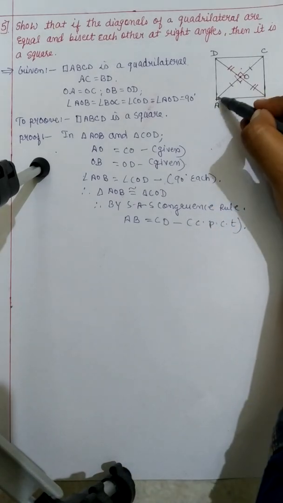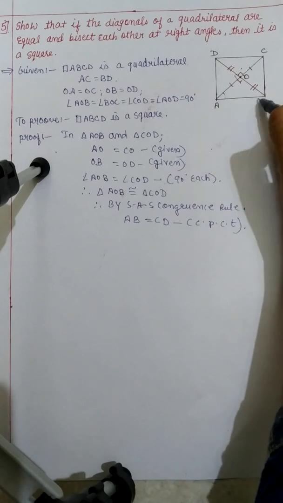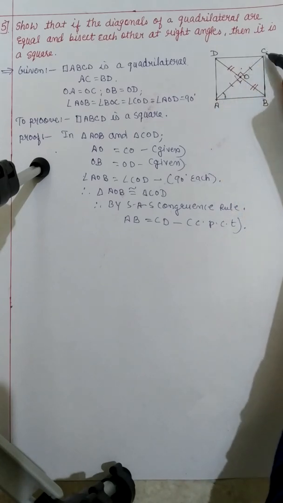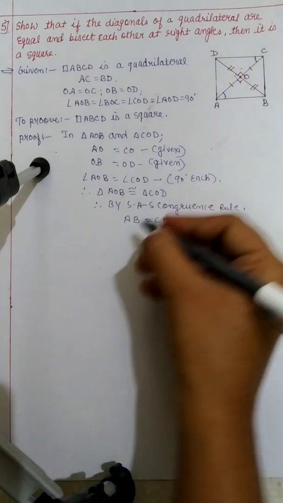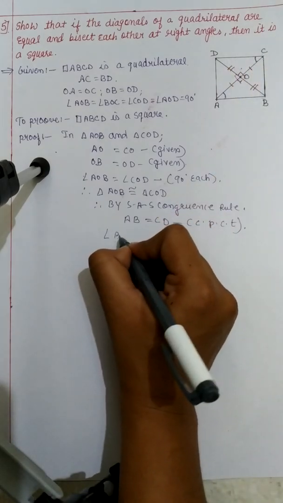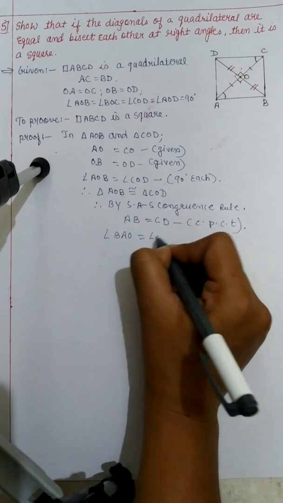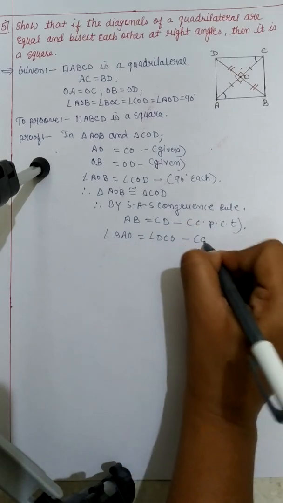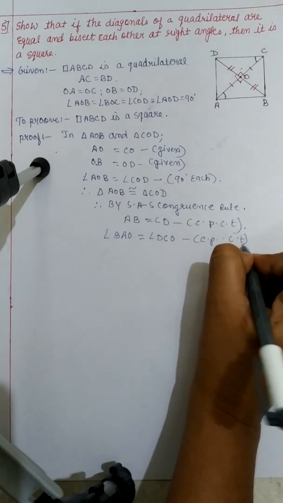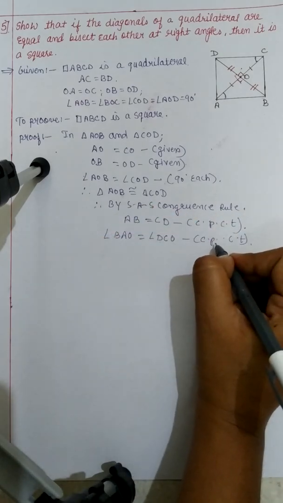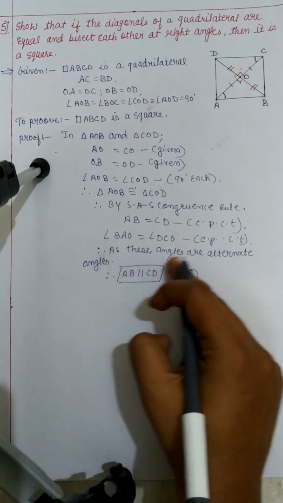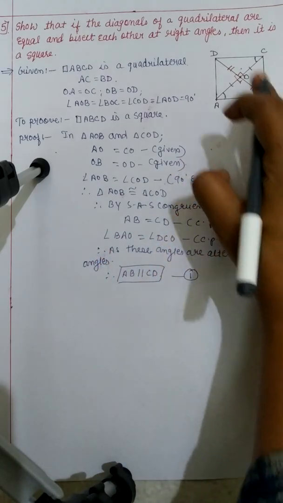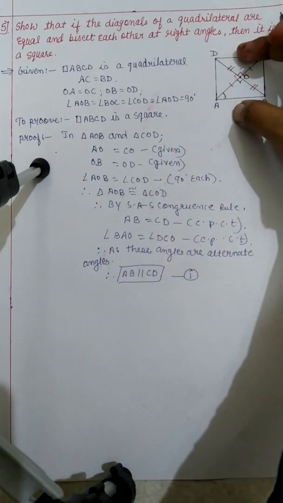Also, as you can see in triangle AOB, I can take the angle BAO, and from COD, I can take the angle DCO. Alternate angles are equal. So therefore, angle BAO is equal to angle DCO, they are equal by CPCT. And as these angles are alternate angles, so therefore it is parallel. So as I have written, as these angles are alternate angles, AB parallel CD. One side parallel has been proved.